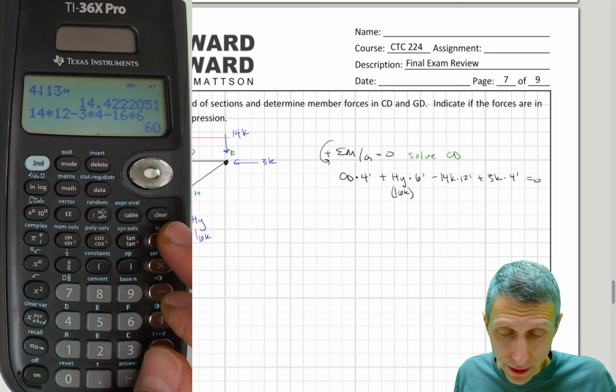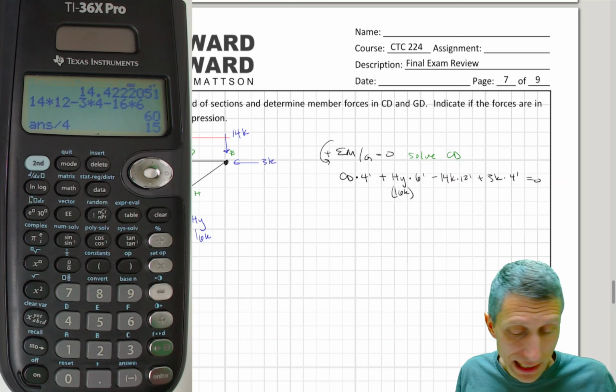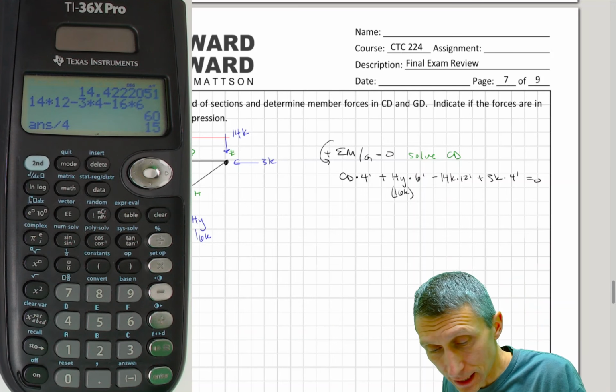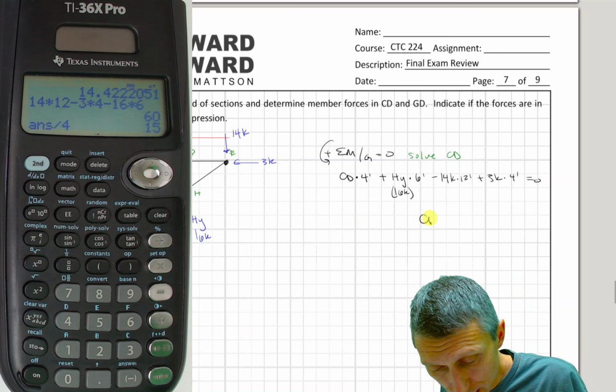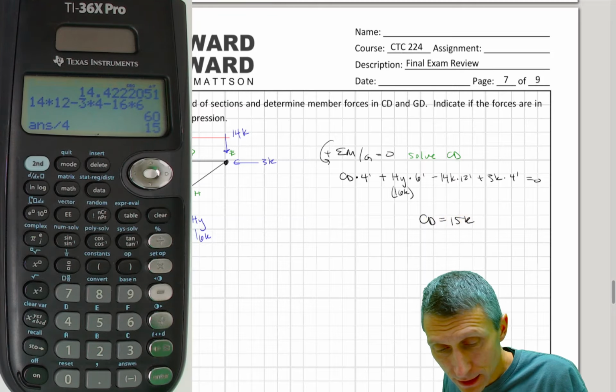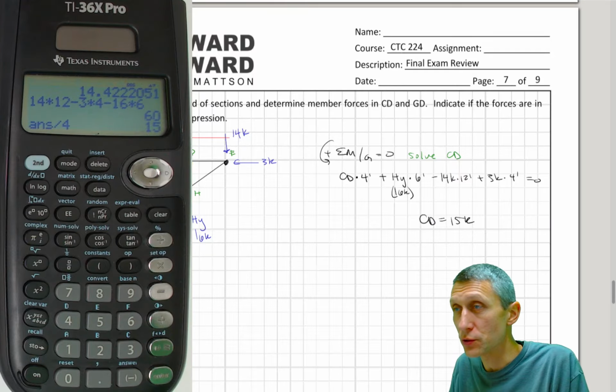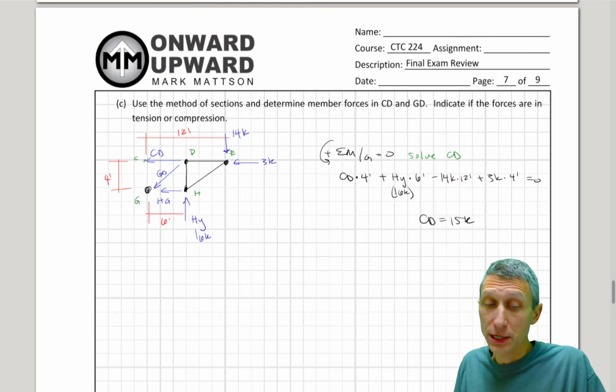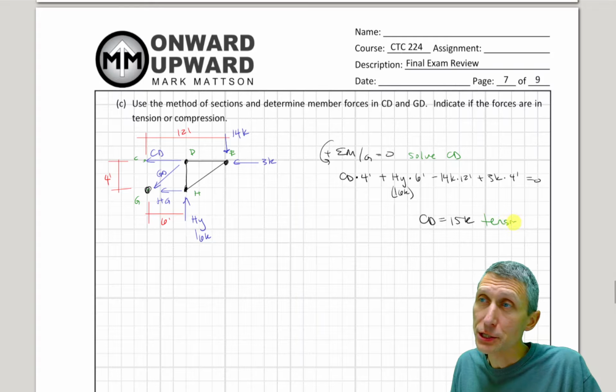Okay, I do that. I divide it by 4, and I'm going to get CD equal to 15 kips, and that's going to be a positive value. I'm going to get CD equal to 15 kips. The positive value means my arrow is drawn in the correct direction, and specifically that's going to be tension. Okay.